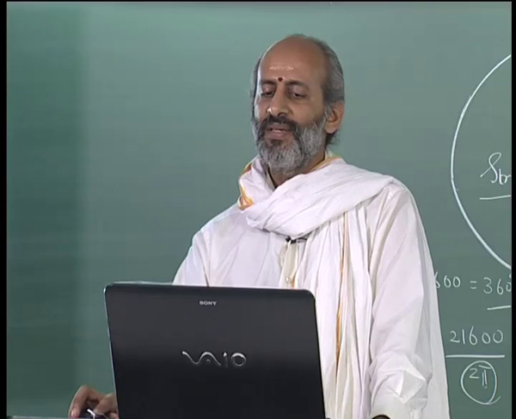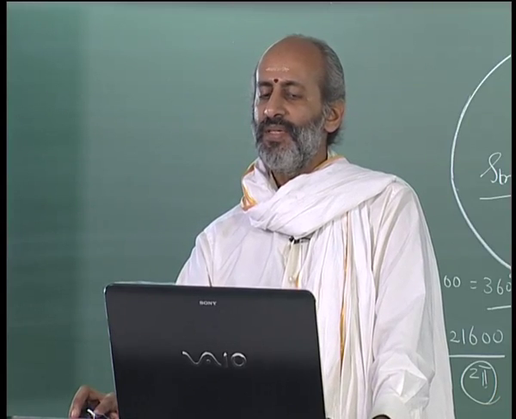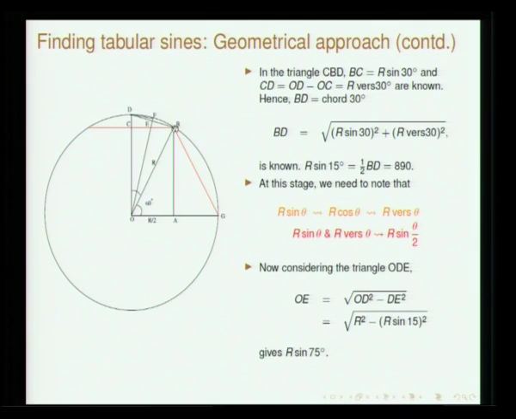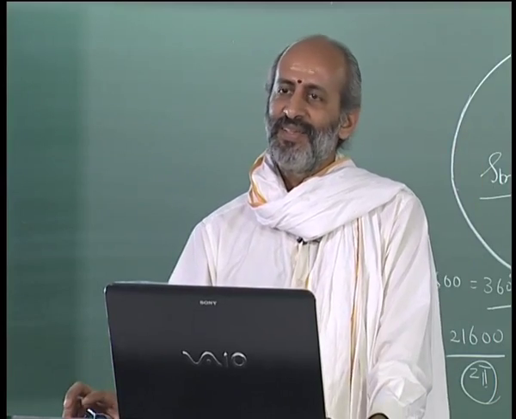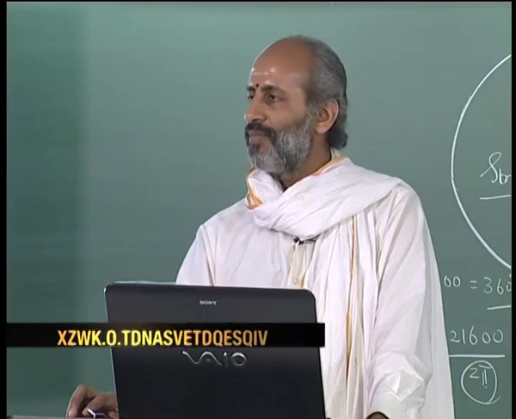Now BD: if you see, you know BC, you know CD. So, in this triangle BCD, you know BD also. What is BD? BD is basically the chord of 30 degrees. We started with chord of 60 degrees, which is basically radius. Now we have come to chord of 30 degrees. So, half of it is going to be R sin 15. You can keep on extending this kind of argument.